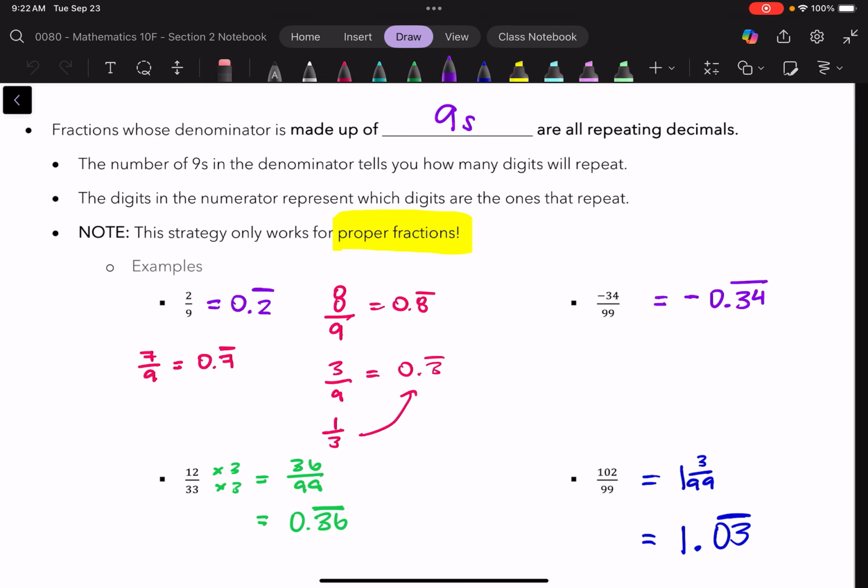But there's one final strategy, two final strategies that we talked about. Strategy number 1 is that fractions that have denominators of 9 will end up giving us repeating decimals. Which means if we're backtracking, if we're doing this in reverse, any decimal that repeats can be written as a fraction with 9s as the denominator.